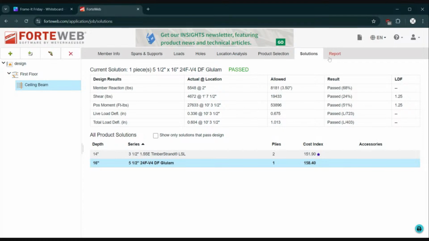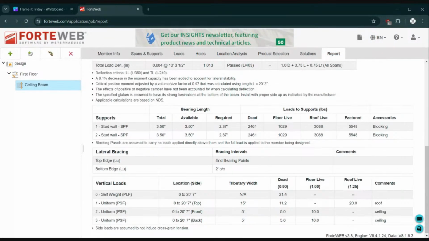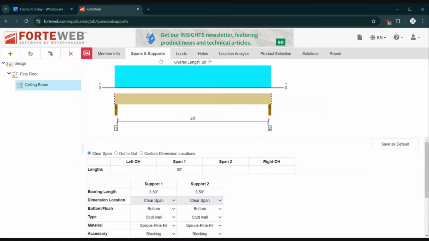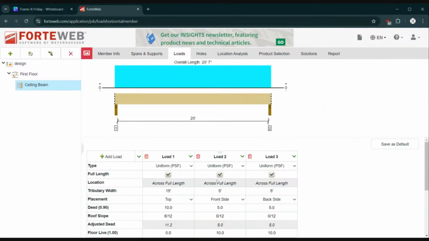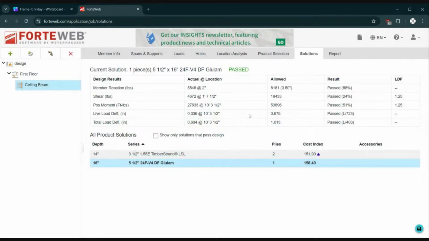And that's that. You could print out the report and say, look at all this math that figured out all this good stuff for us. But just put some spans and supports in, put some loads in, understand where your loads are coming from and how they're attaching, and pick out something that works. And that is how you know what beam is good. And this is all free software. Anybody can use ForteWeb if you know how to poke your way around in here.